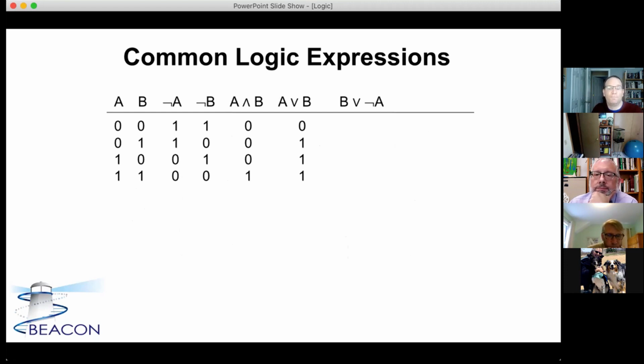We can go through them bit by bit. So one possibility is, let's look at B or not A. That means we need to look at these two columns. We've got B and we've got not A. If either one of these two things is true, we should get a 1. And if both of them are false, we should get a 0.